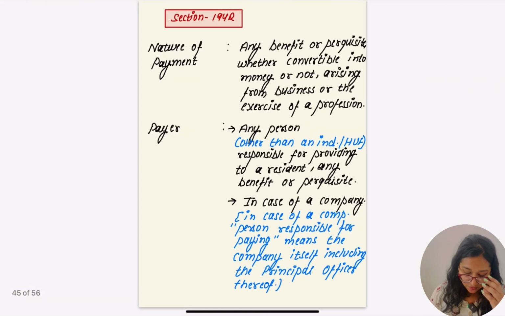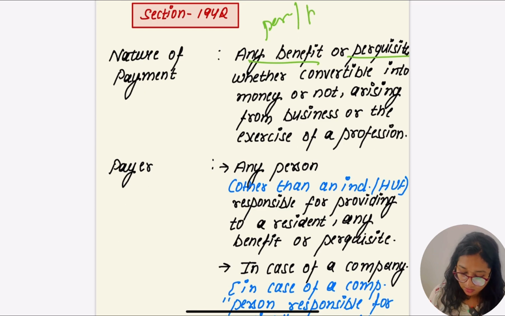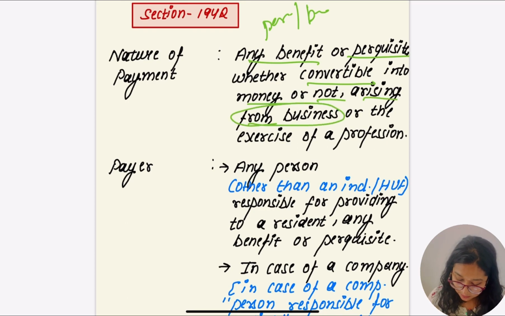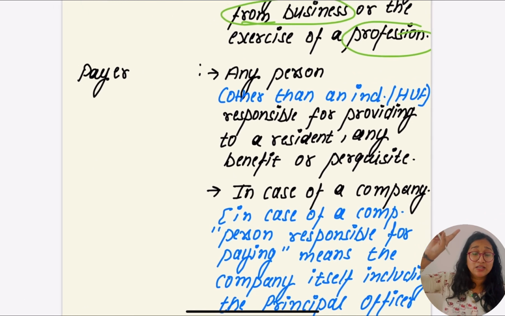Let's go for the other section, which says about 194R. Now what is this R? Any benefit or any perquisite, any benefit which is related to perquisite, or any benefit whether that is convertible into money or not, arising from what? From the business or the exercise of the profession. So any benefit or any perquisite which actually arises from business or profession, whether it's convertible in money or not.